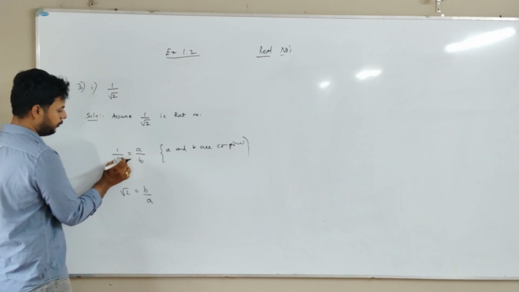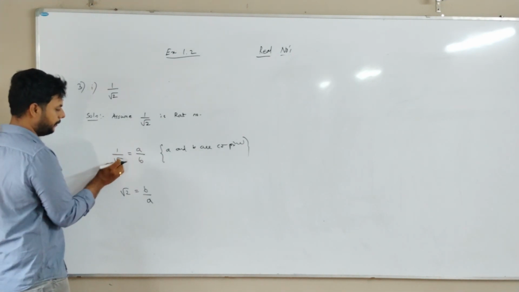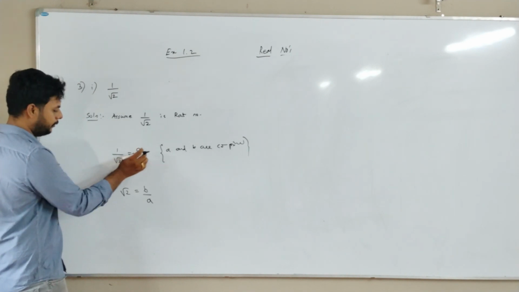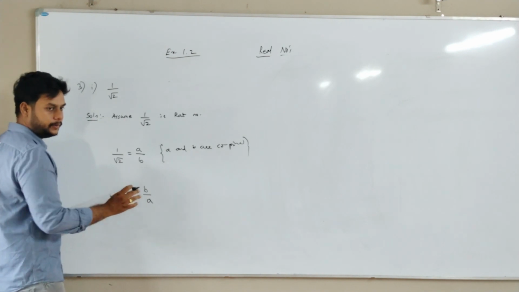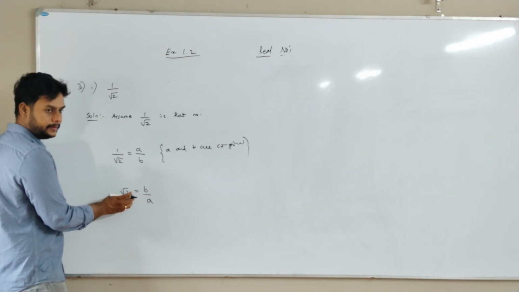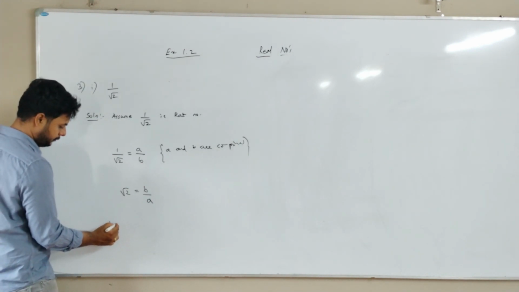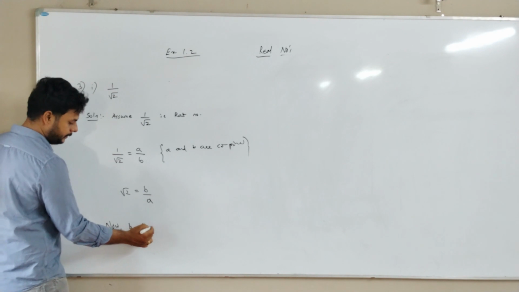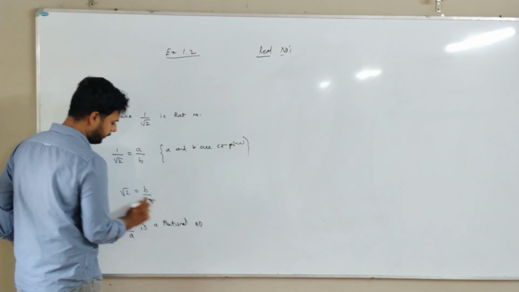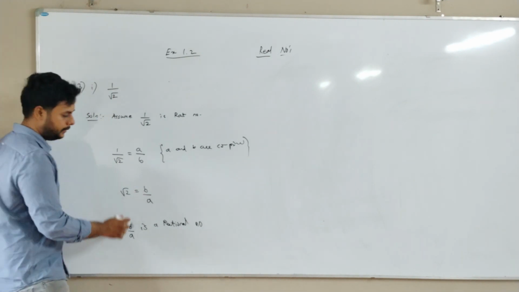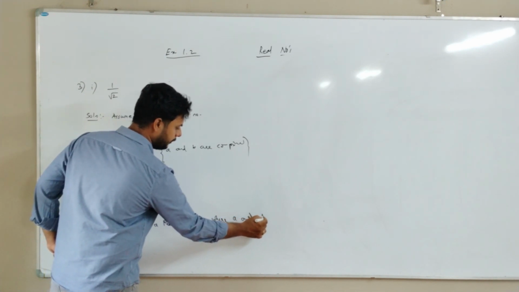Root 2 will go here, b will come here, a will come here. So b by a is equal to root 2. Okay. We want it in this format, like root 2, root 3, root 5 was in this format. So root 2 is equal to b by a. Now, b by a is a rational number. Yes or no? It's in the format of p by q, where a and b are integers.